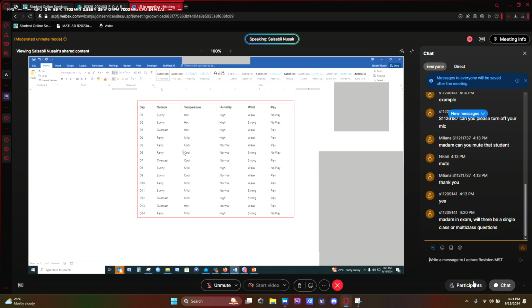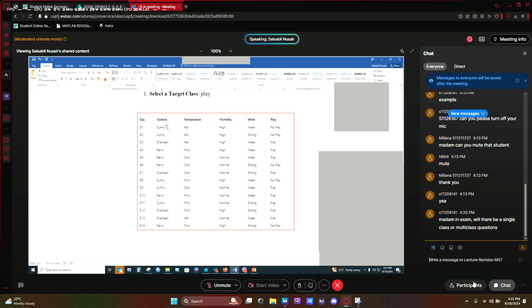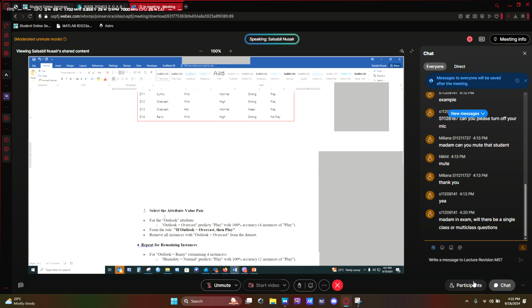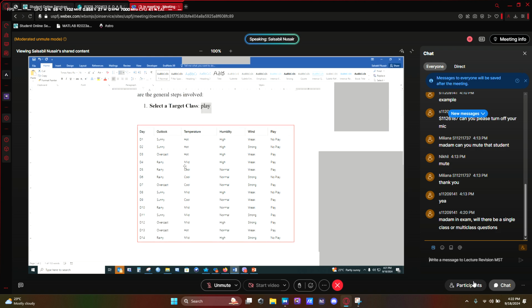So what does that mean? If I'm looking at Outlook, to generate a rule, I need to consider, for sunny, because I selected play, how many are play? For sunny, how many are non-play, but the focus is not on non-play. We're only going to focus on play. For overcast, how many are play? For rainy, how many are play? That's the focus. So what am I doing here? All I am doing for step 2 is creating a frequency table for each predictor.